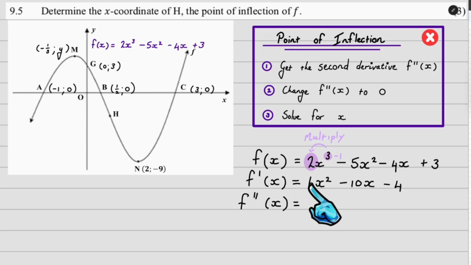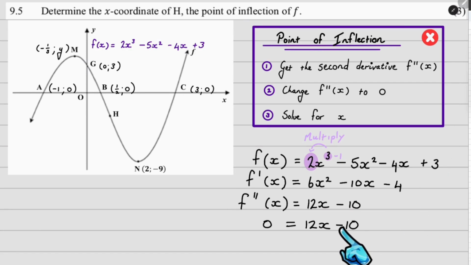2 times 6 gives me 12. And 2 minus 1 just gives me x to the power of 1, which is just x. And then this minus 4 beats us, he disappears. And this x also disappears, and I'm just left with minus 10 next to this. So I've officially got my second derivative. Now I changed my second derivative to 0. So I'm going to change this to 0 and then solve for x.